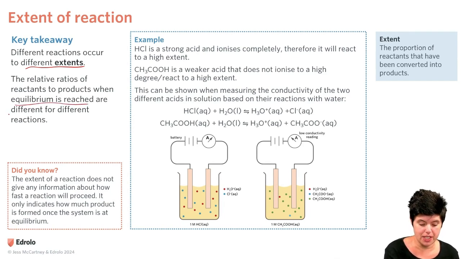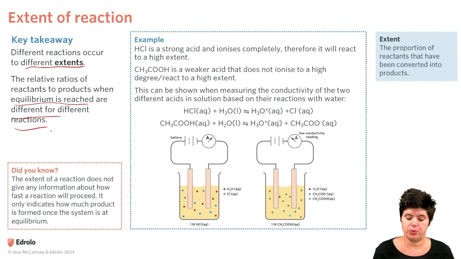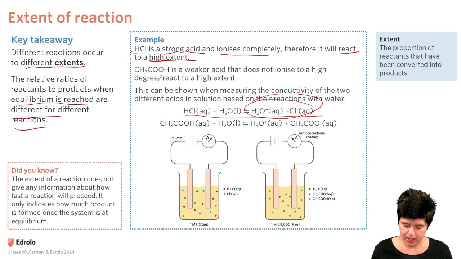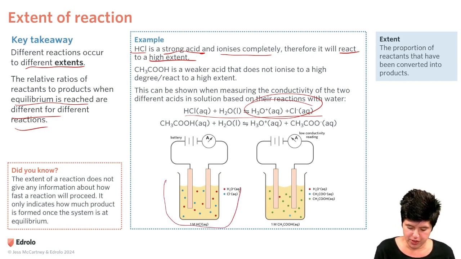So this is what's happening here. Now we're going to look at an example, and you would have seen this example in year 11 when we studied acids and bases. If you remember way back then, we spoke about HCl, hydrochloric acid, being a strong acid. A strong acid completely ionizes, and therefore it reacts to a high extent, so it produces a lot of products. And you can see that we're looking at this as an equilibrium, but it's shifted more to this side of the reaction. And you can see here, this is what's happening.